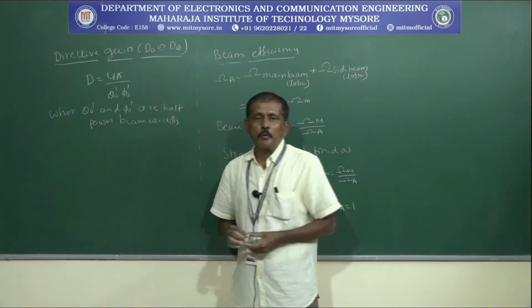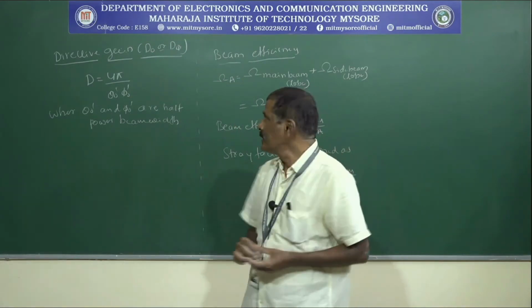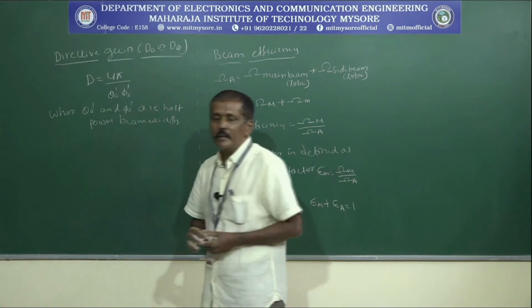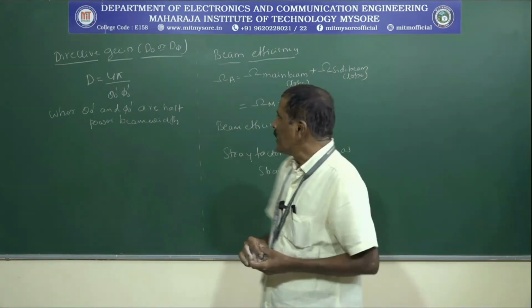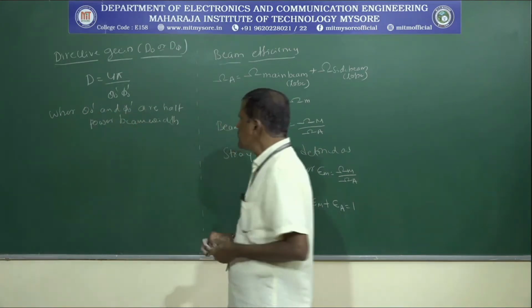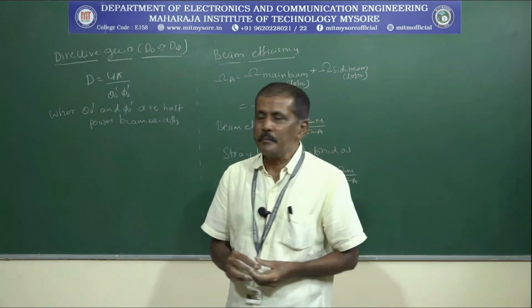Now let us consider one more term, that is directive gain. The directive gain can be calculated from the equation 4 pi divided by theta 0 dash and phi 0 dash, where theta 0 dash and phi 0 dash are the half power beam widths.